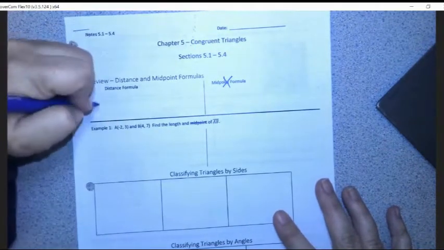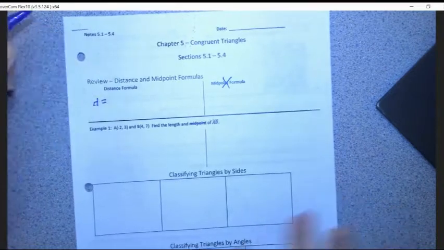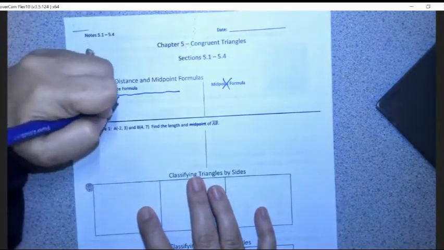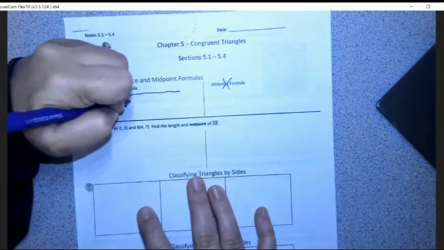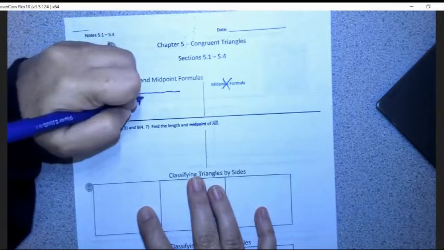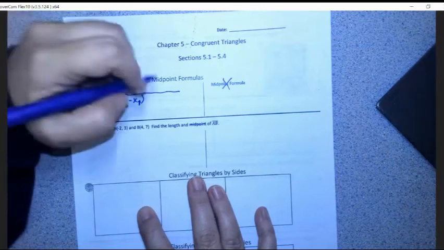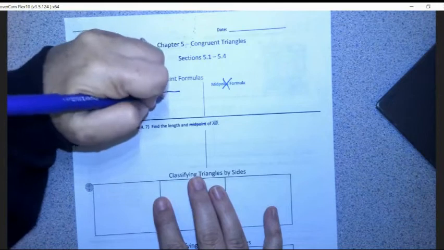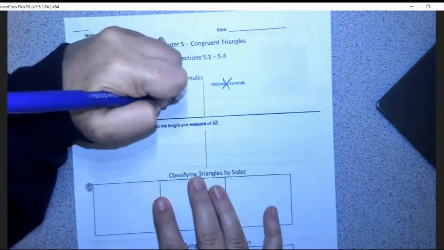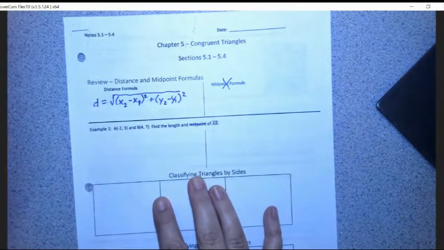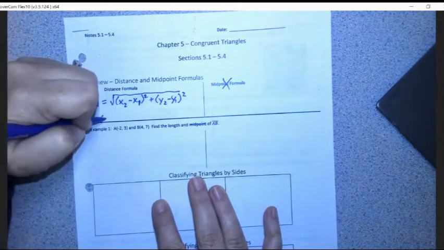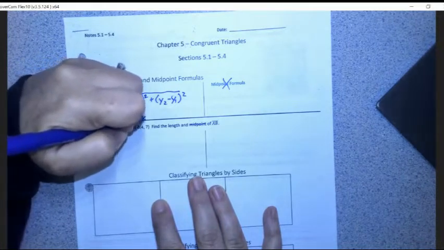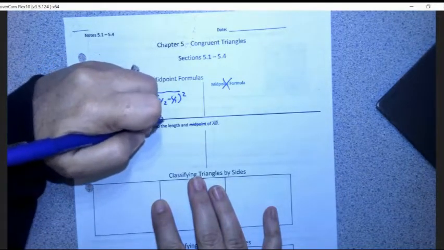So to remind you, the distance formula is a big square root. We take our two x values in a point and subtract them. So x2 minus x1 squared plus y2 minus y1 squared. And that's going to work for any 2 points, x1, y1, and x2, y2.